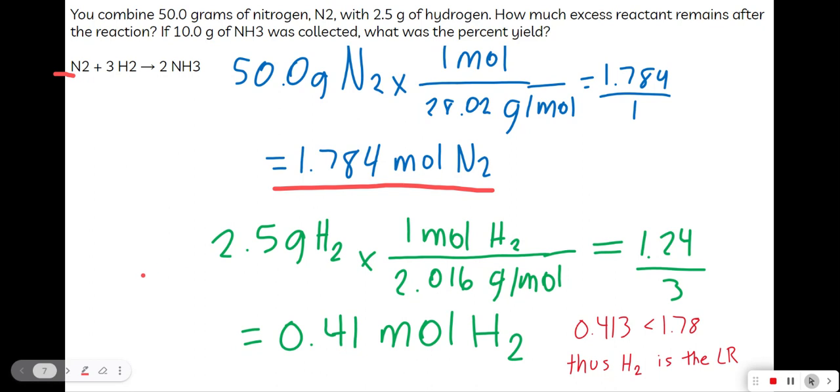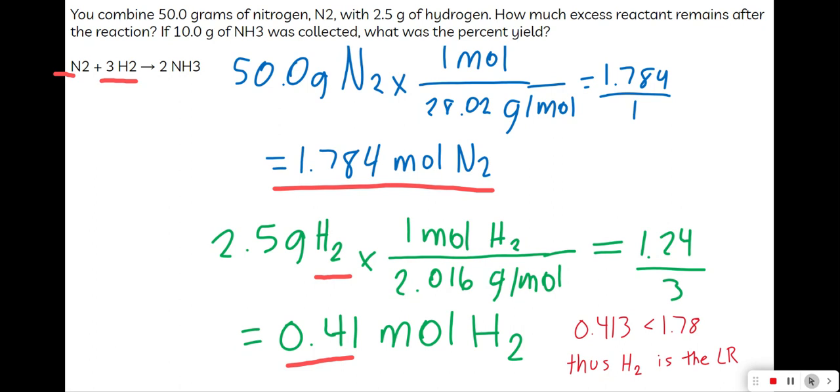Then here, we do the same thing but for hydrogen. So we have 2.5 grams of H2 times, once again, the molar mass of hydrogen, which is 1.008, but we have two hydrogens. So that's going to be 2.016. And when we do that, we get 1.24. However, hydrogen has a coefficient of 3 in front of it. So we divide by 3, and we get 0.41.